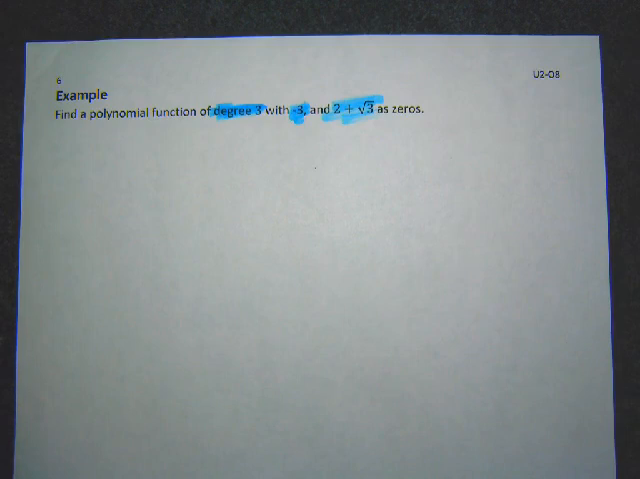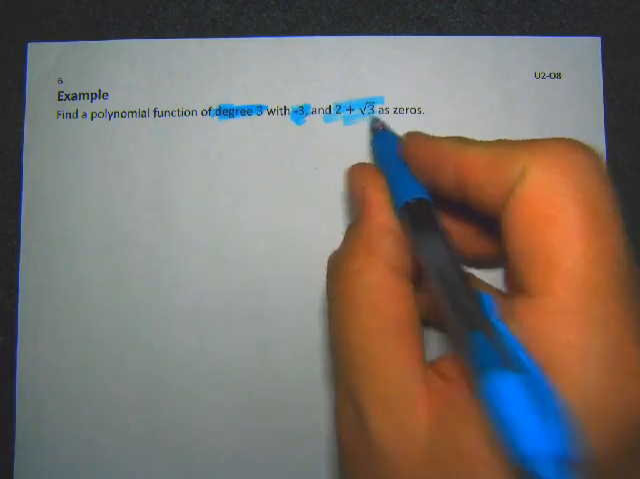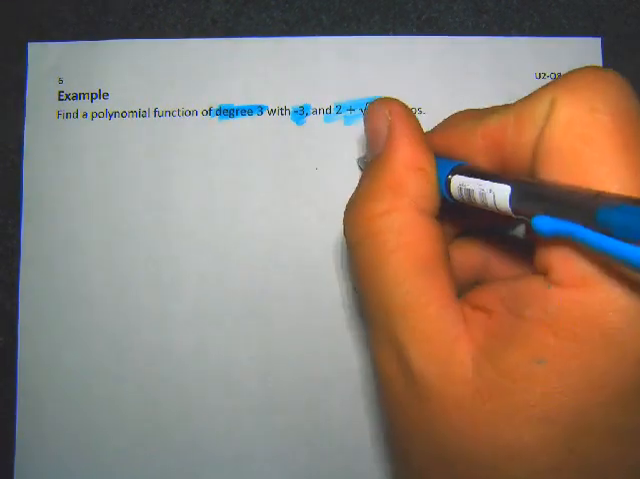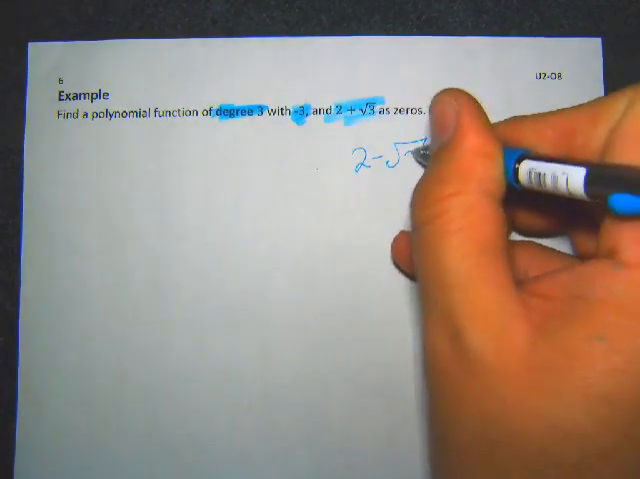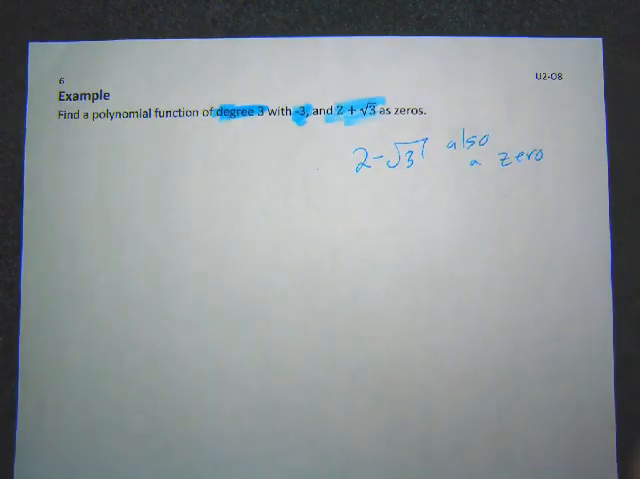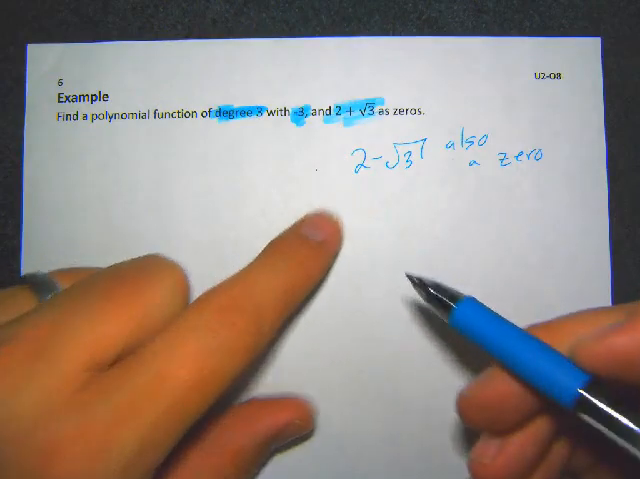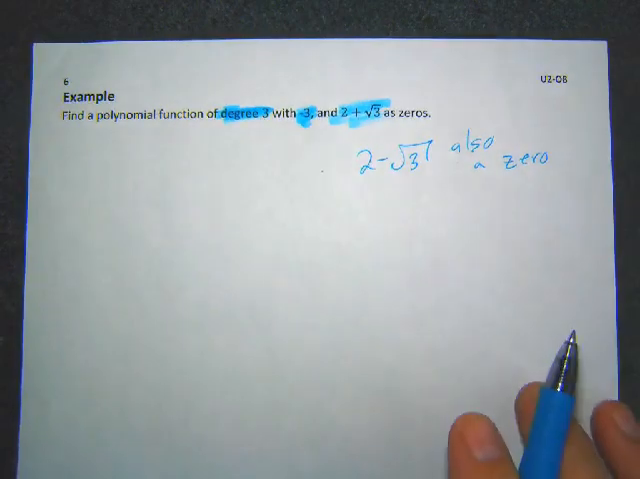Well, this is what I was talking about earlier. Sometimes they'll give you a 0, and they'll expect you to know it has a matching 0. So this one, we know that because 2 plus root 3 is a 0, we know that 2 minus root 3 is also a 0. Remember the rule that if you have a root or imaginary number, you always come with the conjugate pairs. So if 2 plus root 3 is 0, then 2 minus root 3 also has to be a 0. So those both have to be zeros.